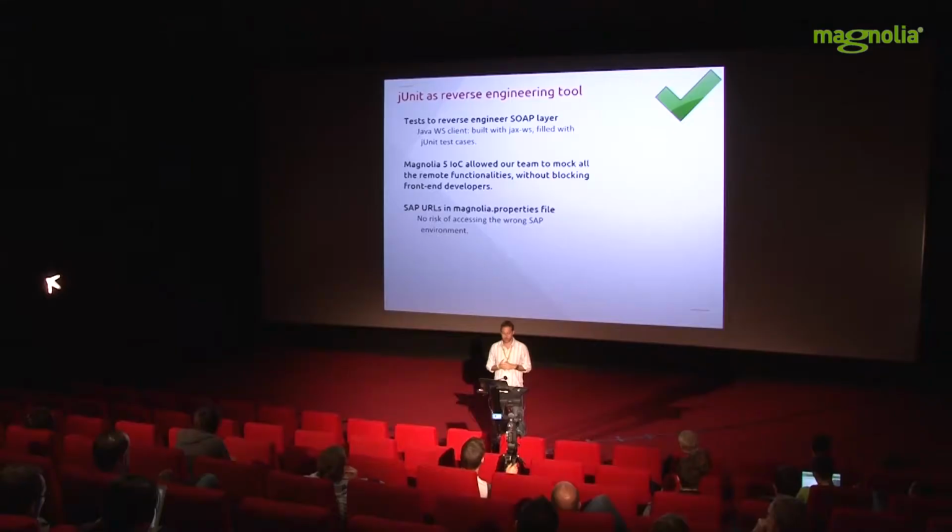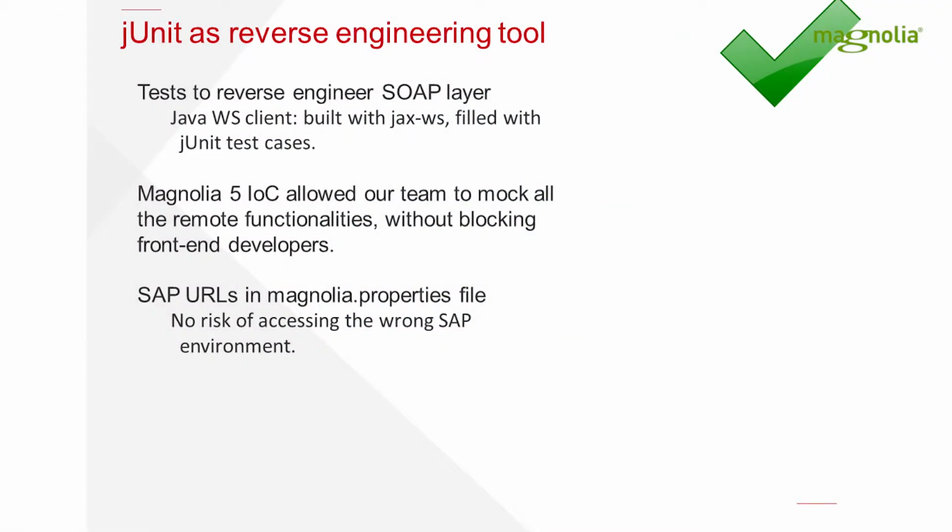We decided to use JUnit as a reverse engineering tool. We produced, as you can imagine, a Java client that is able to connect with the WSDL services, and we filled the Java client with a JUnit suite with a lot of test cases. Step by step, we have been able to reproduce the processes, and this approach also saved our life, because in this way we decouple the backend connection with SAP from the front-end development.